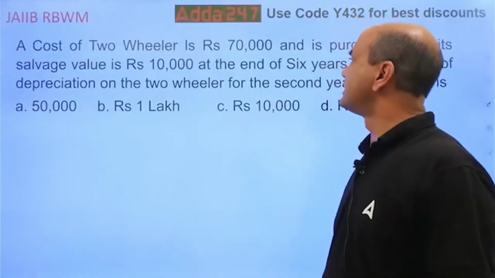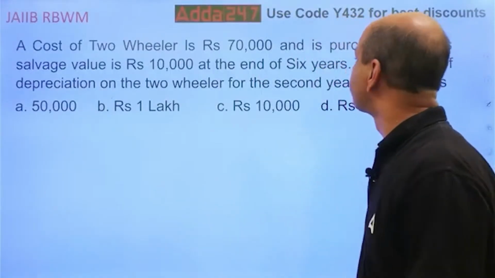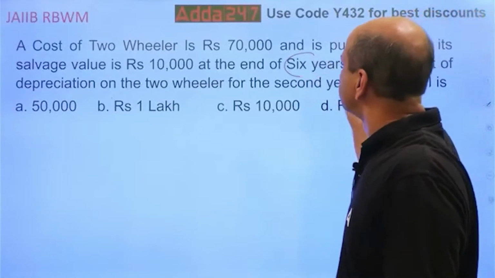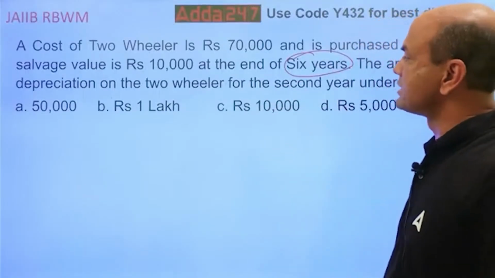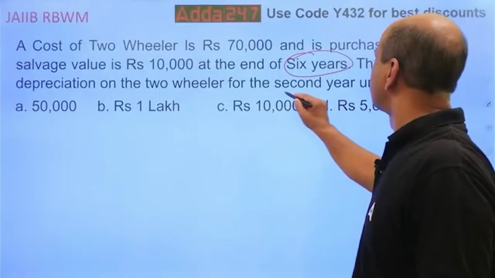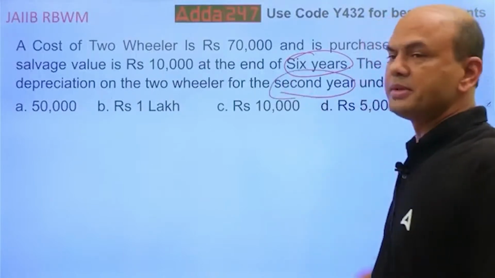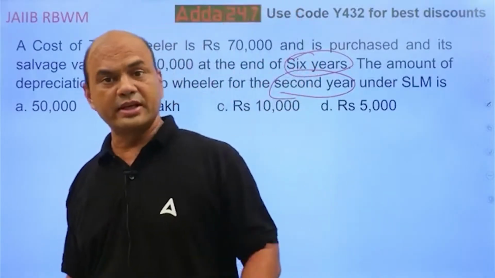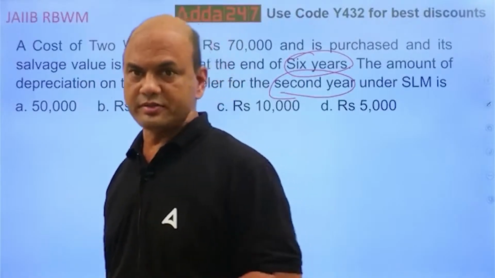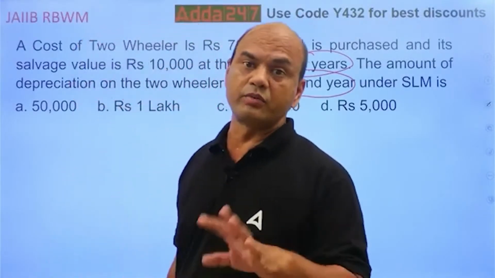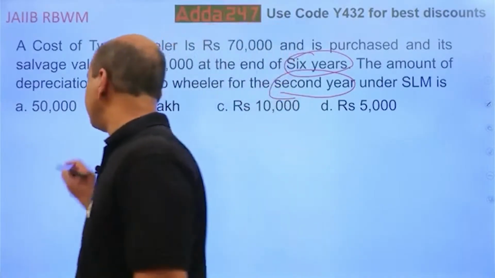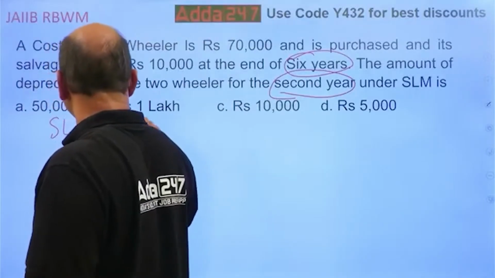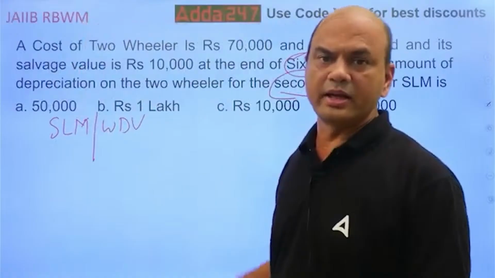The cost of a two-wheeler is 70,000, and it's purchased and the salvage value is 10,000 at the end of 6 years. The amount of depreciation on the two-wheeler for the second year using SLM, SLM means straight line method, is... firstly understand, in RBWM we have 2 methods. One is SLM and second is WDV, written down value. Okay, straight line and written down value.